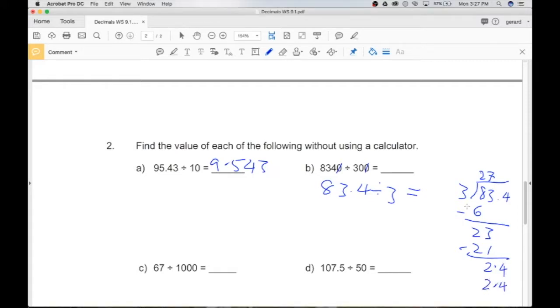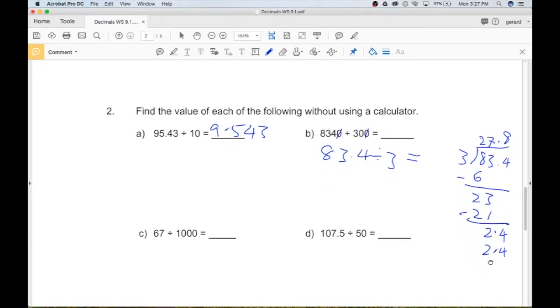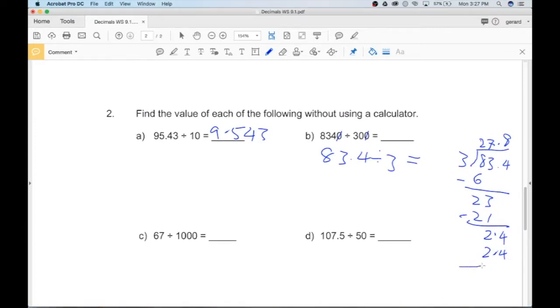2.4. But when we divide it, we can just think of it as 24. So 24 divided by 3 is 8. Put the point back. See the point, put the point. Oh, see, taking so long. Okay, so the answer is 27.8. We get 27.8.